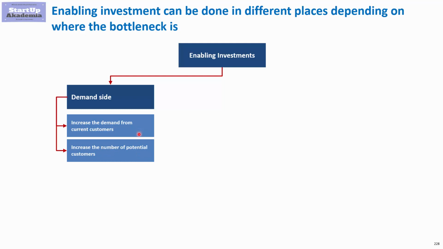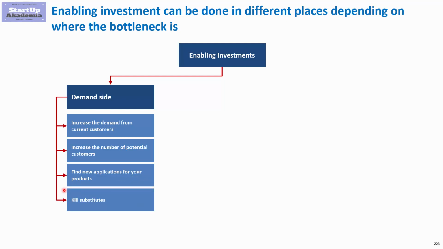The second option we can consider is to increase the number of potential customers. You can achieve that by playing with certain features of your product and changing the price. Sometimes, you have to fight with certain stereotypes like we had it in the case of cosmetics for men, or diapers for adults. Another interesting thing that is worth trying is to find new applications for your products. On top of that, we can try and kill substitutes. If you are looking for inspiration how to do that, check the butter versus margarine war.